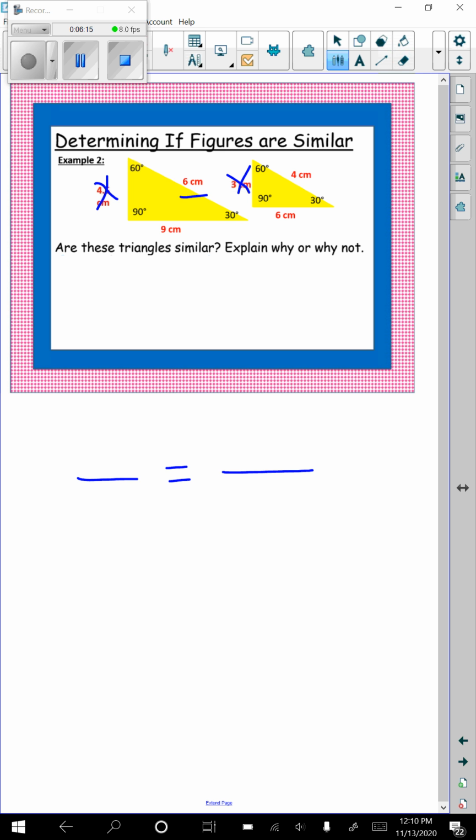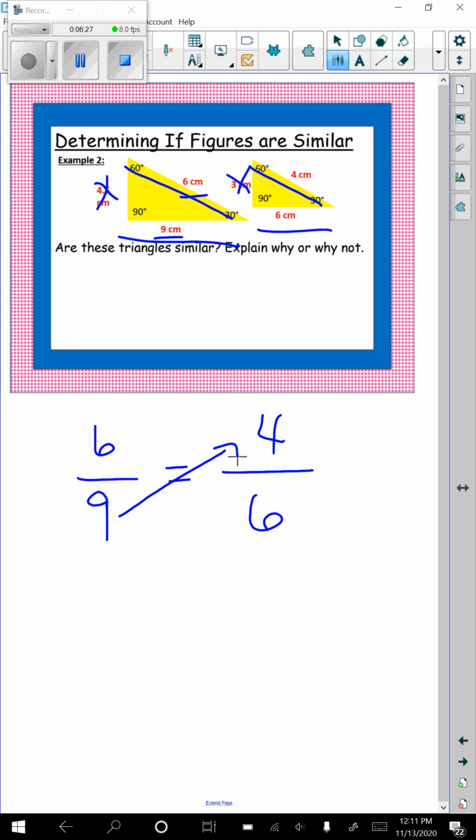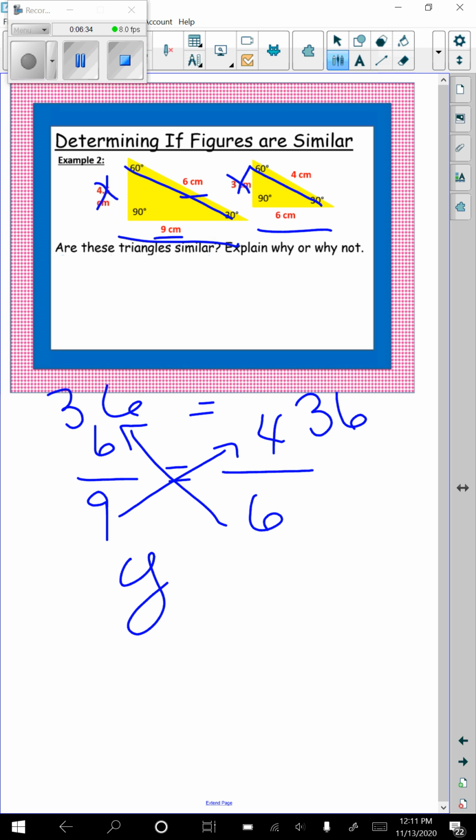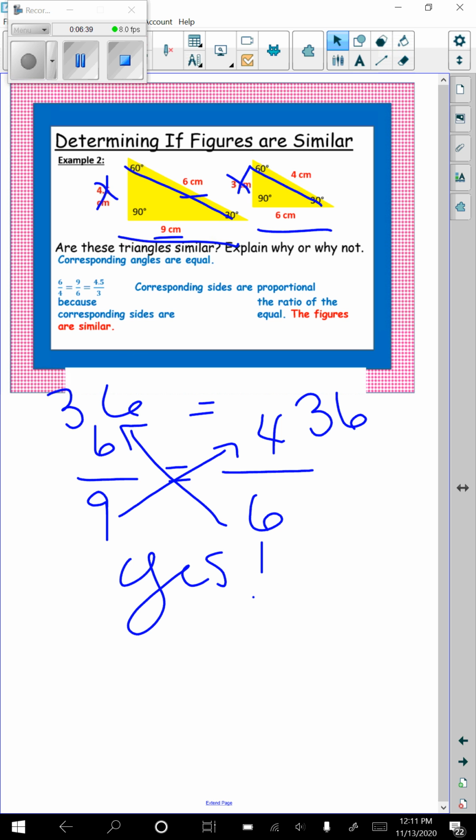I'm going to use 6 and 9. And then what corresponds with 6 is 4. And what corresponds with 9 is 6. Okay, and then I just simply cross multiply, 36 here, 36 here. Are they equivalent? Yes, they are. So two things happened here. We had corresponding angles and we had corresponding sides. So these figures are similar.